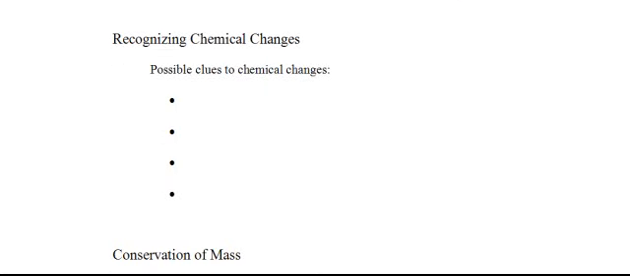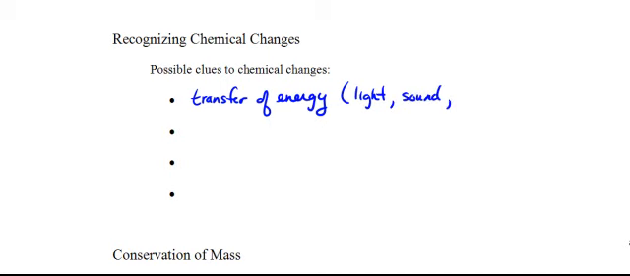So let's talk about some clues that a chemical reaction might in fact be happening. Well, the first clue that a chemical reaction or chemical change is happening is a transfer of energy. Well, what does a transfer of energy look like? Well, you could have some light emitted, and it could be a flame. You could have sound being produced. You could have heat being released. The thing gets really hot. Or the other way, it could be absorbing heat and feel cold. All of those would be considered transfers of energy.